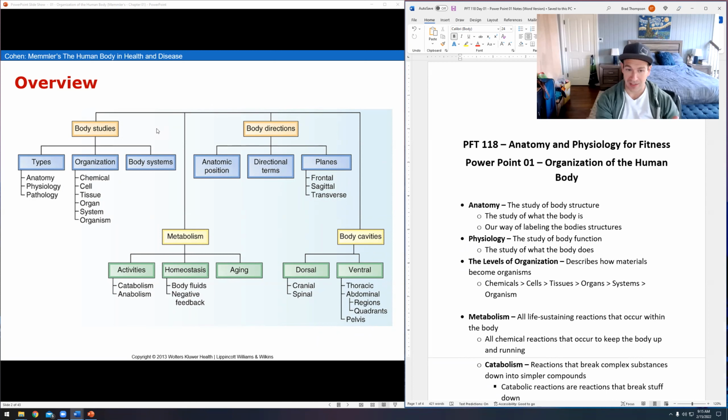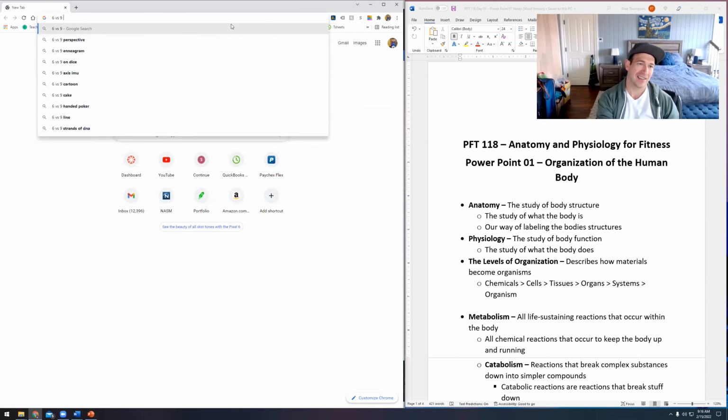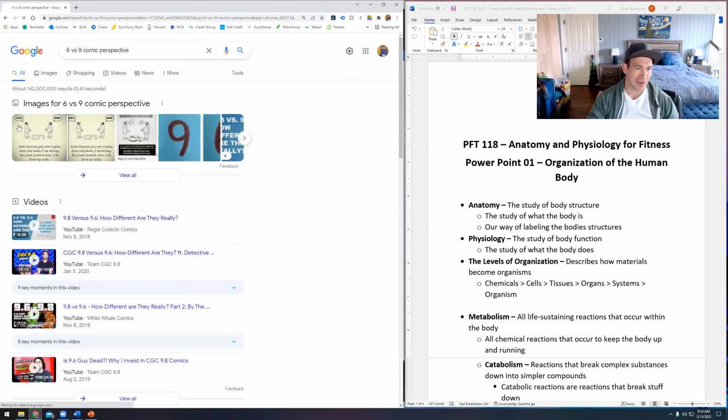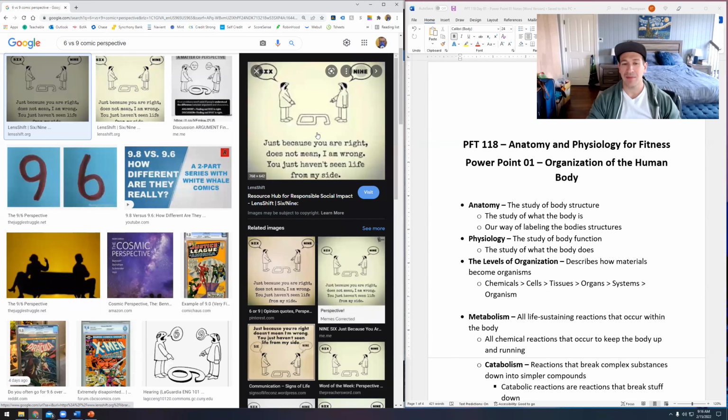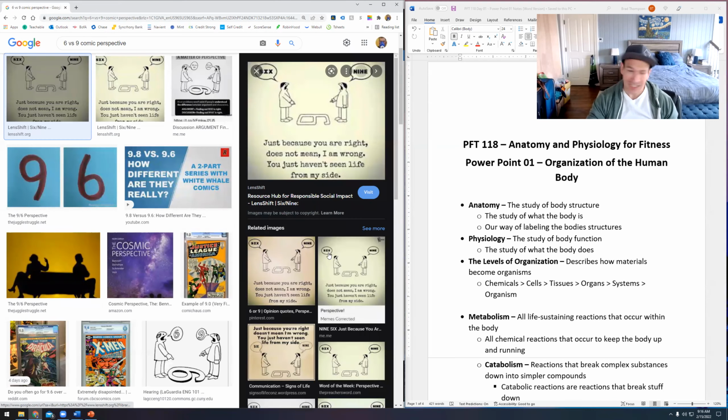When I say anatomic position, basically that's understanding how we label everything. We always label everything in a very simple way. That way, there's never an argument between what is up and what is down. Have you ever seen this meme, 6 versus 9 comic perspective? Anatomists hate this meme. This person says it's 6, this person says 9. So just because you're right doesn't mean I'm wrong. You haven't seen it from my side. An anatomist would say, nope, that is absolutely not true. One of those things is actually correct.